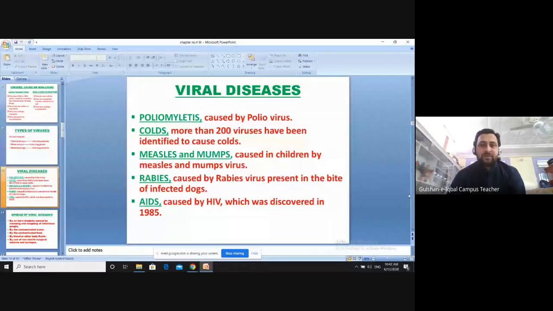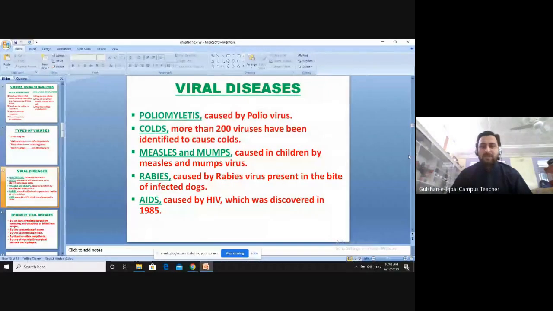So let's see poliomyelitis. This is the disease we call polio, okay? It is caused by a virus whose name is poliovirus. Then we have colds. Colds are basically of very many types. You have seen a kind of cold today, the coronavirus as well. It's also a virus. It causes infection in the respiratory tract. So colds have more than 200 viruses that have been identified till today, and definitely more than that can occur in the future as well. Their DNA, RNA sequence will change, and their types can change.